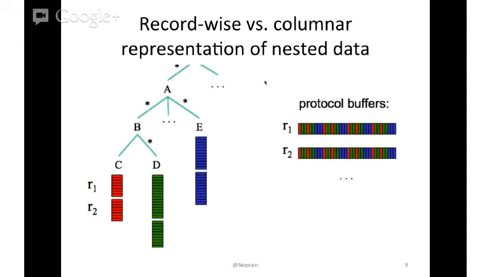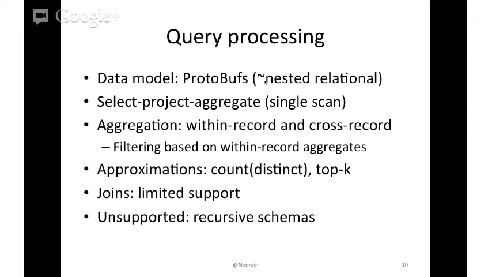Then query processing: the data model is protobufs based. It's a select, project, and aggregate, single scan, read-only kind of architecture. You can do approximations. In terms of using big data, it's always useful to do approximations. Joins are limited. I have realized that you can only join 2 tables at a time.